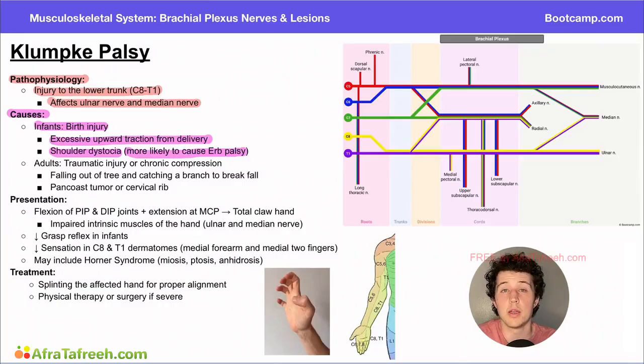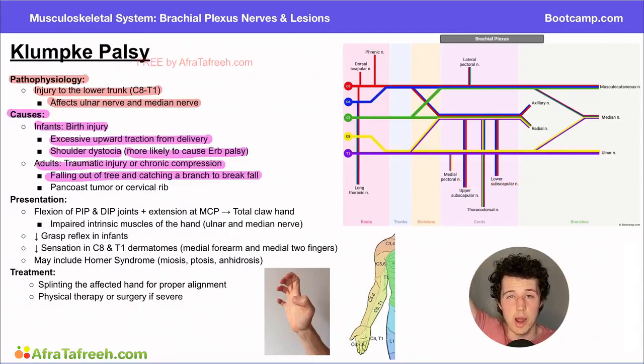We'll have to look at the rest of the clues in the question to figure out what's going wrong with the patient. In an adult, this injury is more likely to be from a traumatic injury or chronic compression. Similar to the birth injury, the types of trauma that will lead to Klumpke palsy are likely to be hyperabduction of the arm. And so an example might be somebody falling out of a tree and trying to catch a branch in order to break their fall. So they'll reach out and grab that branch, but continue to fall past it. And as they do, that branch will pull their arm and hyperabduct it and extend it behind their head and cause an injury to the lower trunk.